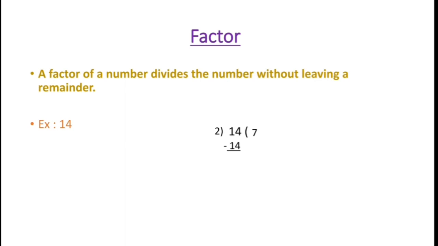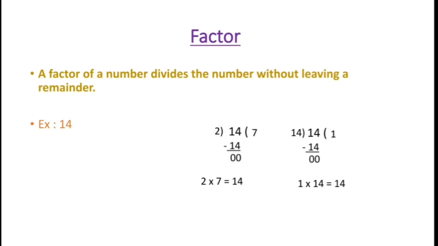If we do the subtraction, the remainder will be 0. So how can I write this? I can write 2 sevens are 14 or 7 twos are 14. Now we will take 14 table. Do we get 14 in 14 table? Yes. 14 ones are 14. Again the remainder will be 0. This I can write as 1 14s are 14 or 14 ones are 14.